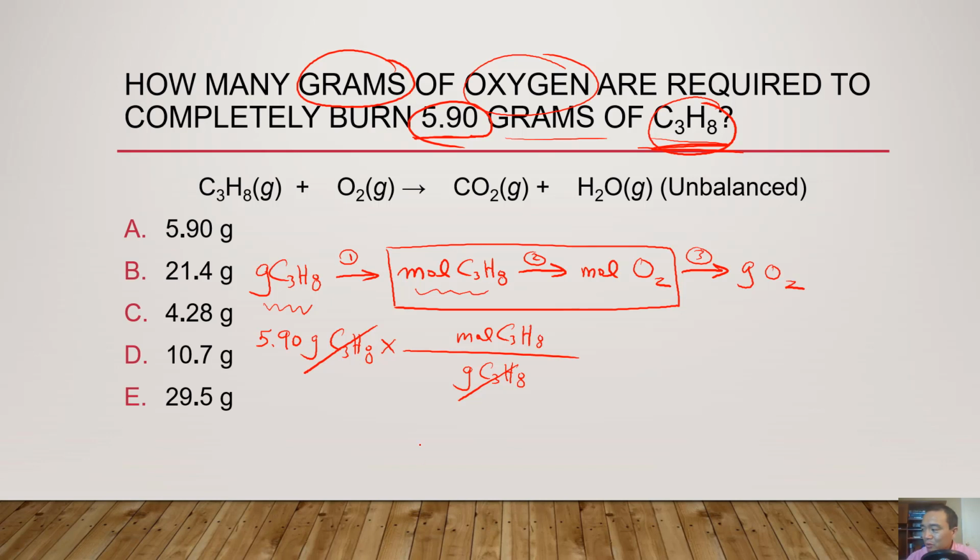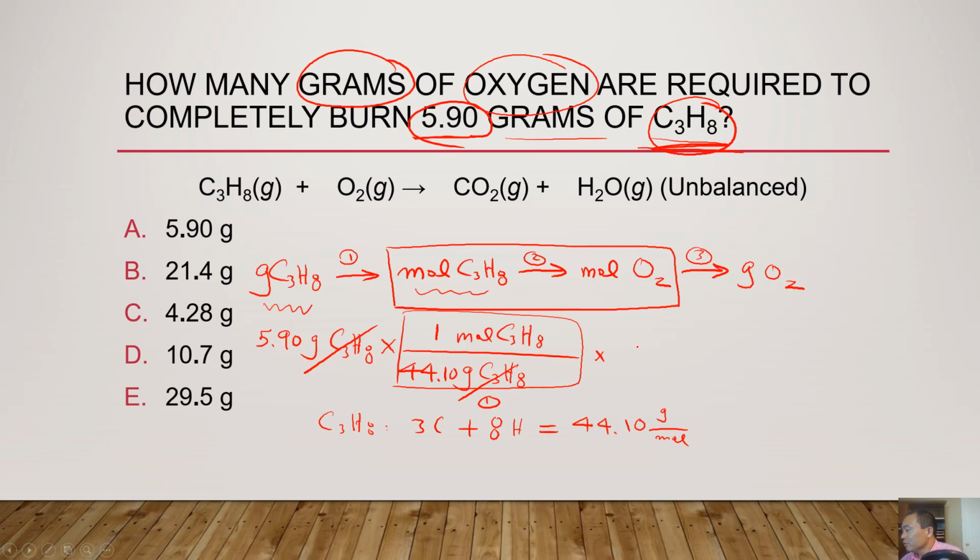Molar mass is always 1 mole equals formula mass in grams. For the formula mass of C3H8, it's 3 carbons plus 8 hydrogens. If you put it together, this will give you 44.10 grams per mole. In other words, you can write it as 1 mole of C3H8 is 44.10 grams. Okay, this is step 1. Now step 2.